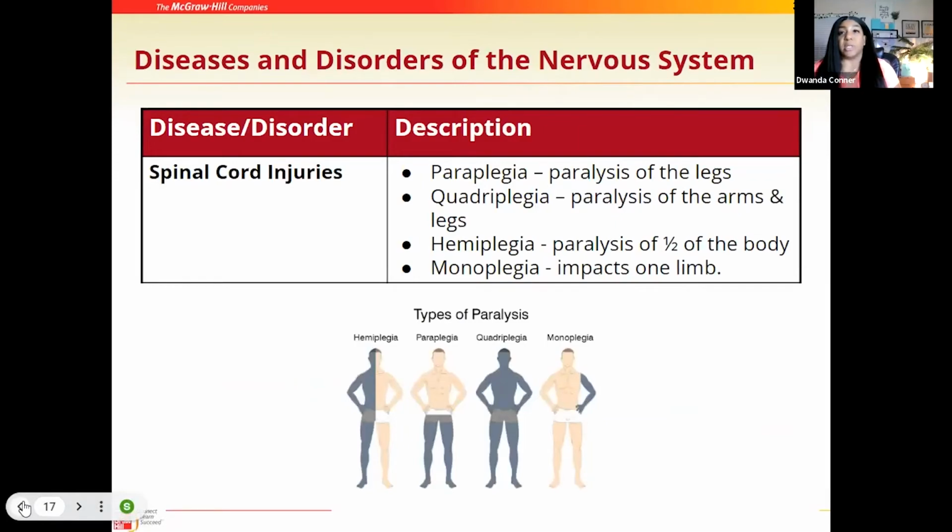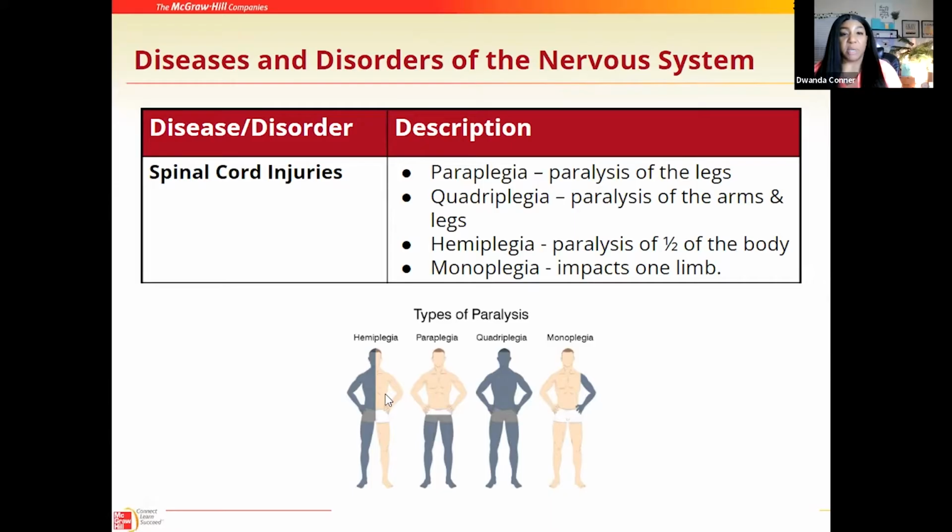Diseases and disorders of the nervous system can be quite complicated. They generally start within the brain and the spinal cord. And so here in this slide, we have different types of paralysis. So you have paraplegia, quadriplegia, hemiplegia, and monoplegia. And what you can see here in the picture is the different areas that are affected.